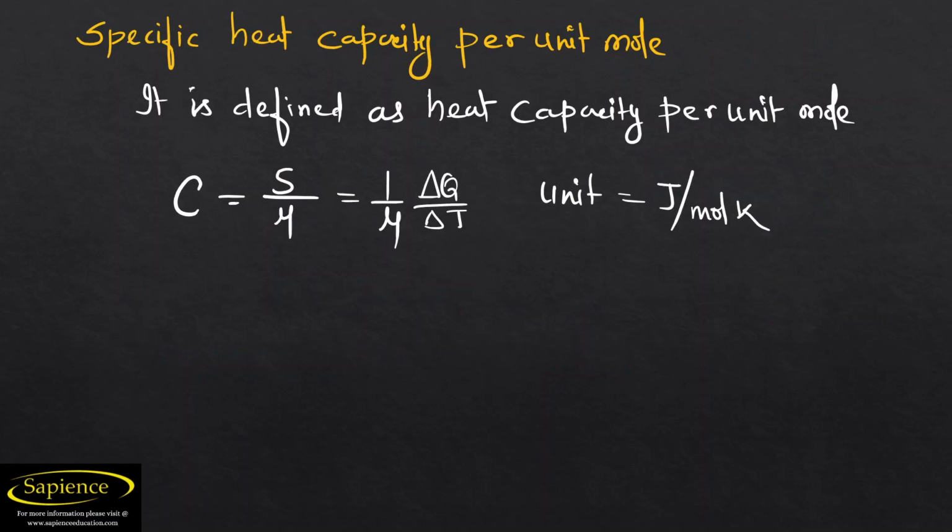Now let us discuss specific heat capacity per unit mole. When we talk about specific heat capacity per unit mole, not per unit mass, then we just have to use the symbol C, and this is equal to capital S divided by the number of moles. So this is 1 by n into the value of heat capacity, that is delta Q by delta T, and the unit will be joule per mole Kelvin. So this is specific heat capacity per unit mole.